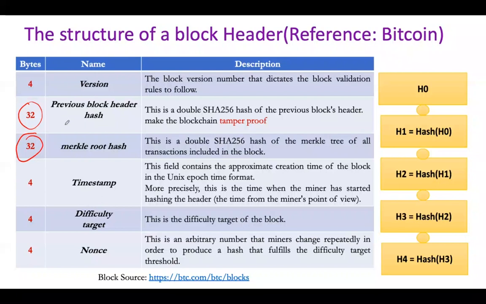The first one, the previous block hash, is used to identify and give the name of your new block, and the Merkle tree is used for all the transactions in that block, which is followed by a 4-byte timestamp. So this field contains the approximate creation time of the block in the Unix epoch time format. More precisely, this is the time when the miner has started hashing the header of the block.